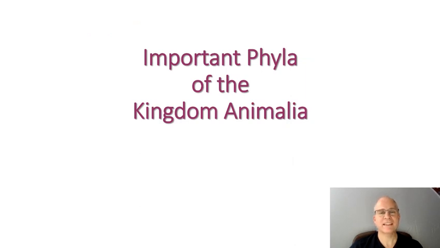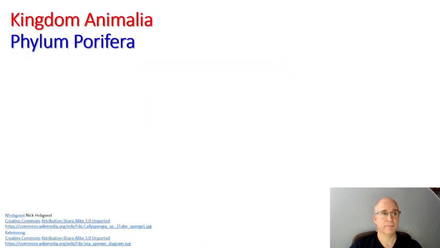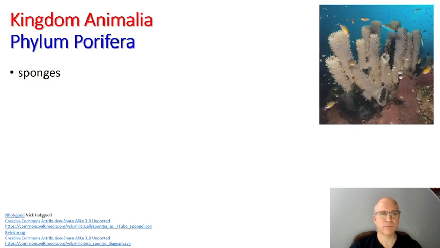So let's look at the different phyla, again, phyla being the plural term for the word phylum. Let's look at the different phyla in the kingdom Animalia. The first phylum we're going to look at is the phylum Porifera, and there's a little hint: if you read Porifera, it has pores. Animals in the phylum Porifera are the sponges. They're going to have lots of pores for bringing in food.